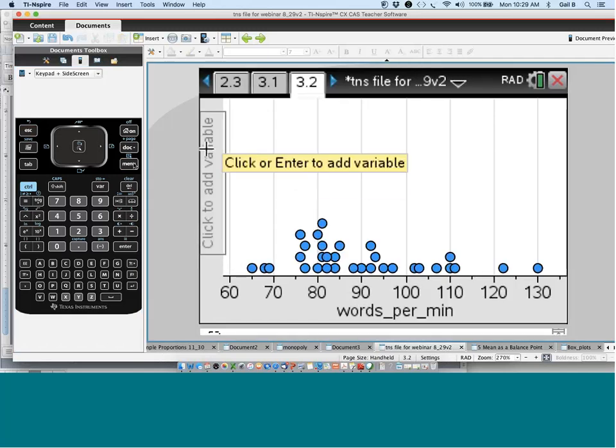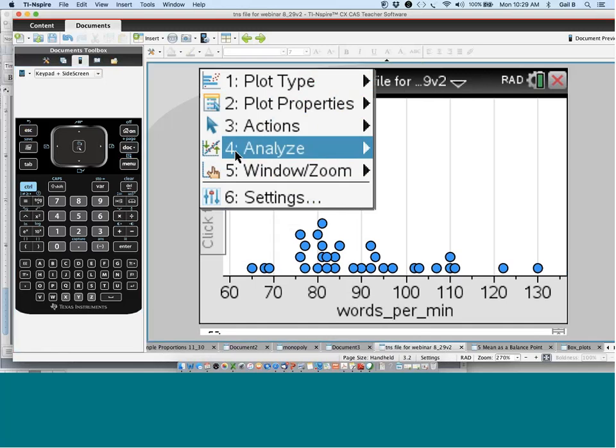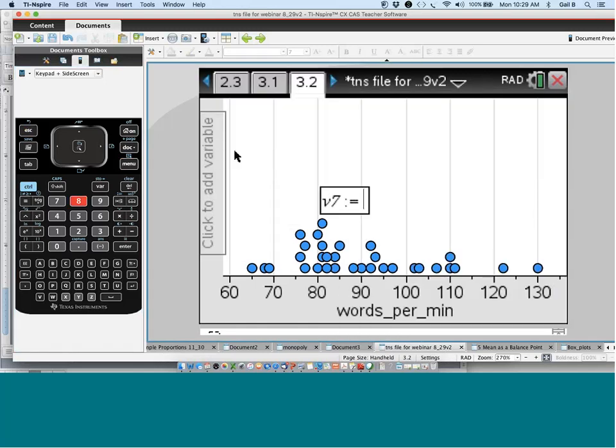Get me back on this page. I'm going to go to Analyze, Plot Value, and I'm going to plot that mean, which we said was 89. Okay, it's about 90. And again, you can kind of see that idea of balance point, but now I have that mean plotted there.